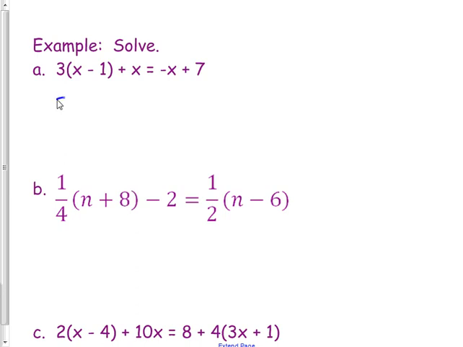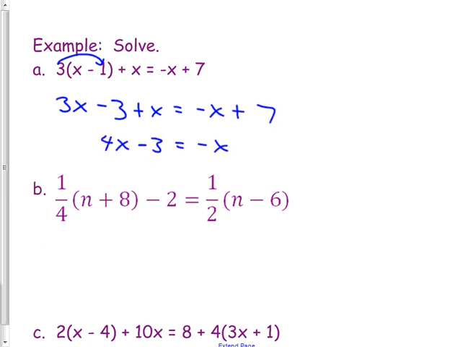All right, so what I hope you did was 3x minus 3. So many people forget to distribute the 3 over there. Plus x equals negative x plus 7. And then these can go together and be 4x minus 3 equals negative x plus 7.